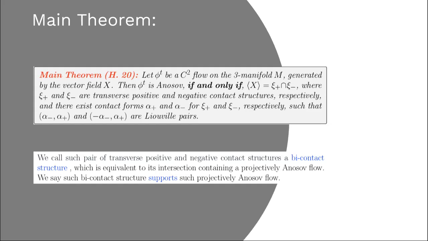So notice that this is a full characterization of C2 Anosov flows. Motivated by this theorem, we call such a pair of contact structures a bicontact structure. And in this situation, we say that the bicontact structure supports the projectively Anosov flow. Notice that for the vector field to lie in the intersection of these two contact structures is equivalent to the flow being projectively Anosov.